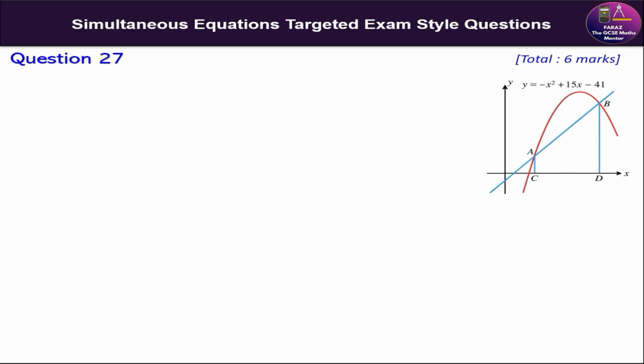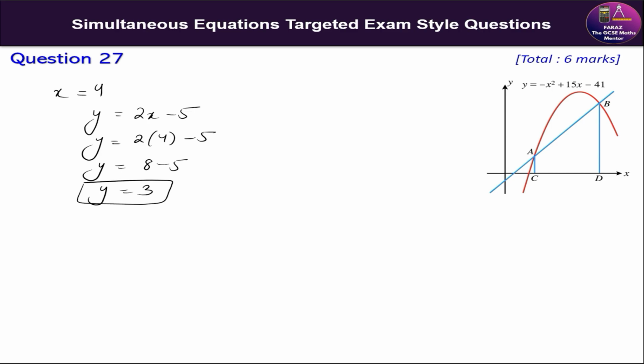Now we have to find the corresponding y values using the line equation. When x equals 4, the line equation is y equals 2x minus 5. Therefore, it would become 2 times 4 minus 5, which is 8 minus 5, so y equals 3. And when x equals 9, y equals 2x minus 5, which means 2 times 9 minus 5, 18 minus 5, and that equals 13.